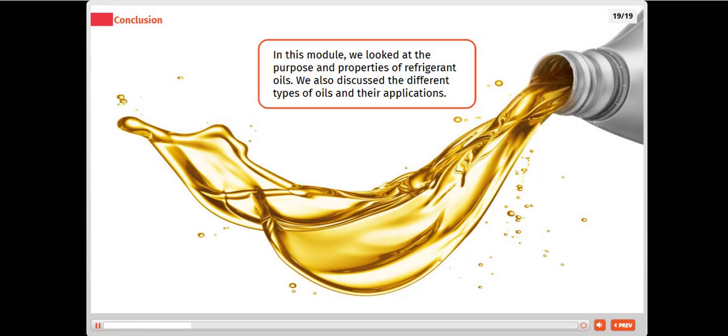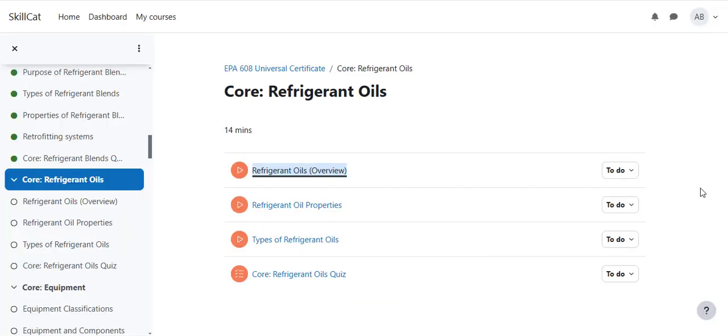In this module, we looked at the purpose and properties of refrigerant oils. We also discussed the different types of oils and their applications. Now we'll go to the next part, refrigerant oil properties.